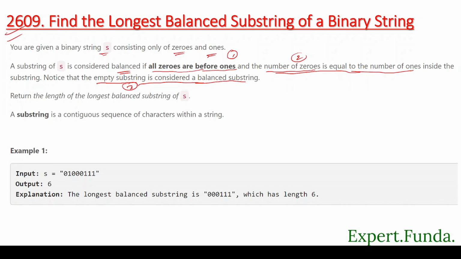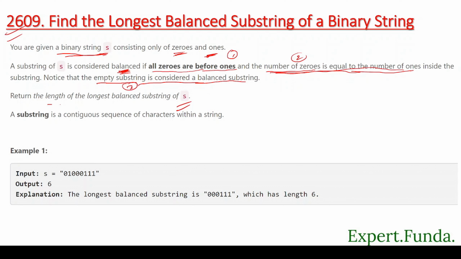So that is the whole question. First, it is saying it's a binary string S, meaning it consists of 0 and 1, only zeros and ones. Now it is saying the substring of string S will be balanced if all zeros are before ones, and the number of zeros is equal to the number of ones in the substring. And third, an empty substring is considered a balanced substring. So we have to return the length of the longest balanced substring of S. I think you got it.